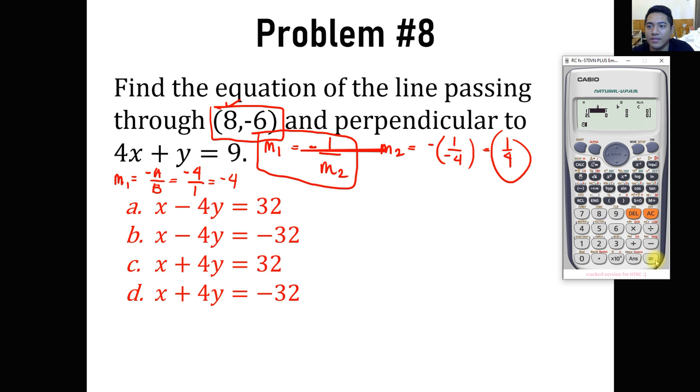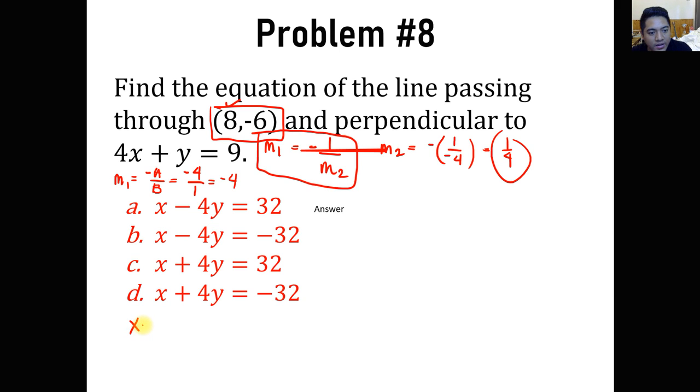So you have 8, -6, and then 1. And then for the second line, we have 8 plus 1, x sub 1 plus 1. And then we have -6 plus the slope, y sub 1 plus the slope, which is 1/4. And then 1. So if you get this, that's the equal sign. You have 1 all over 32 and -1 all over 8.